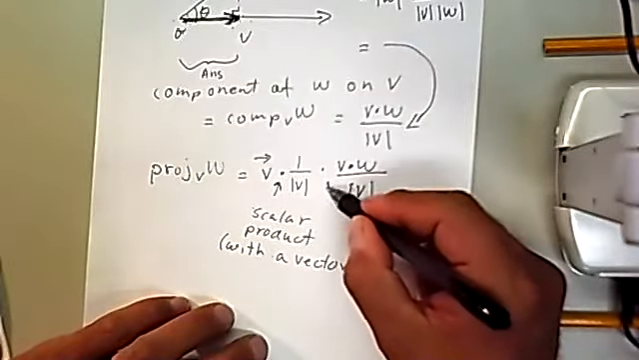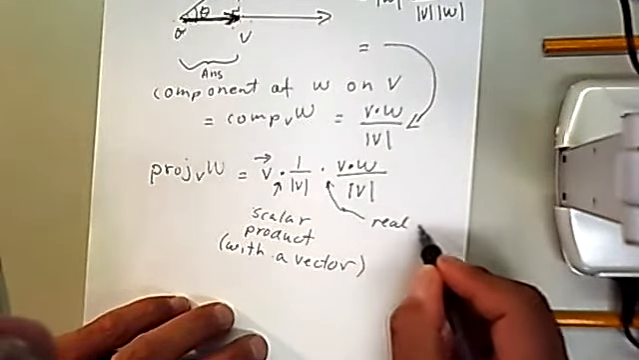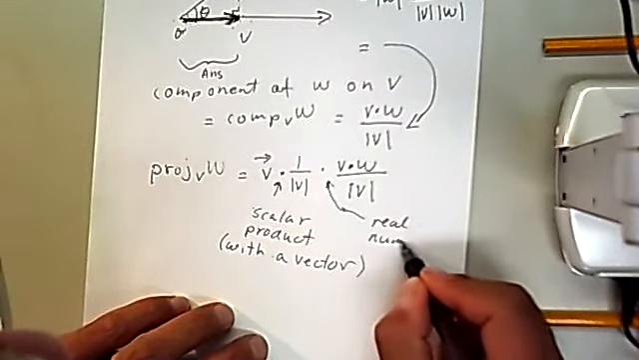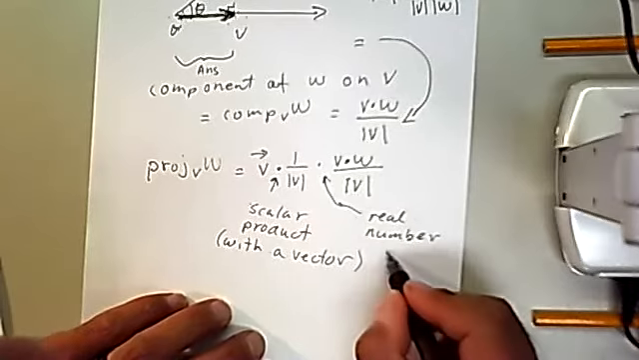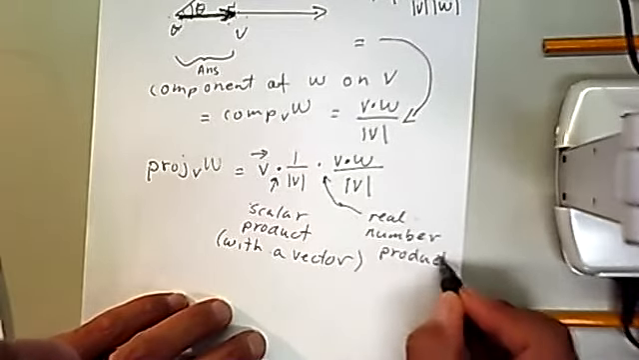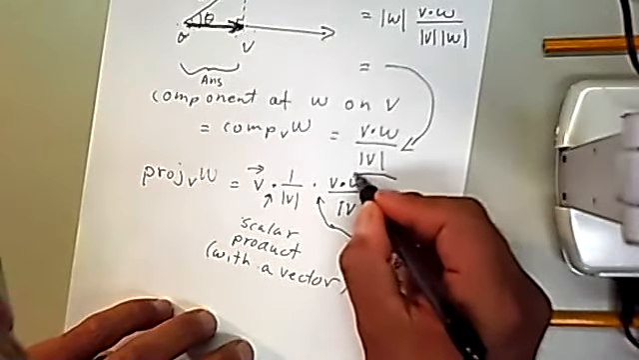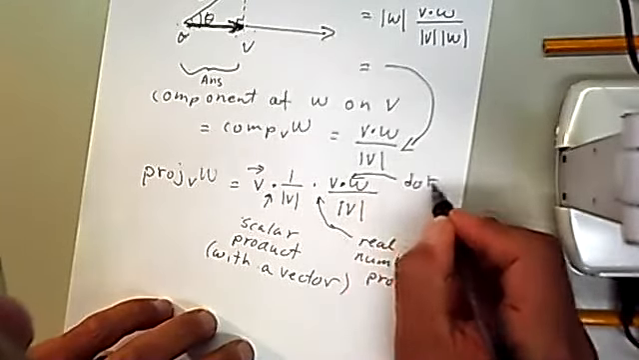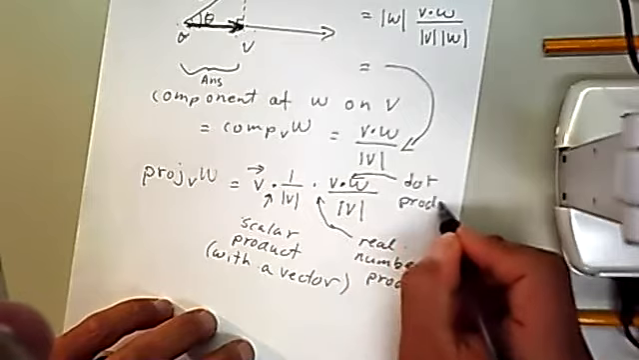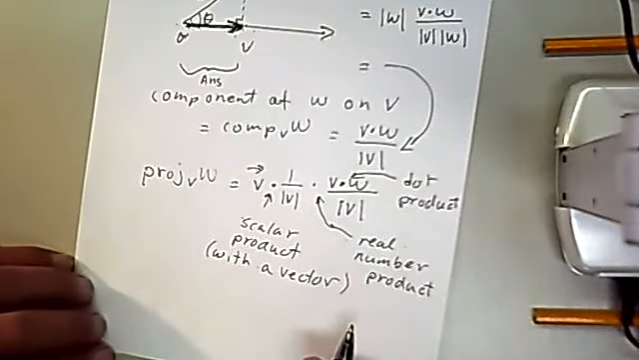This is real number product. So just the one you learned back in elementary school. And then this is dot product. Whoa, there's a lot of things going on.